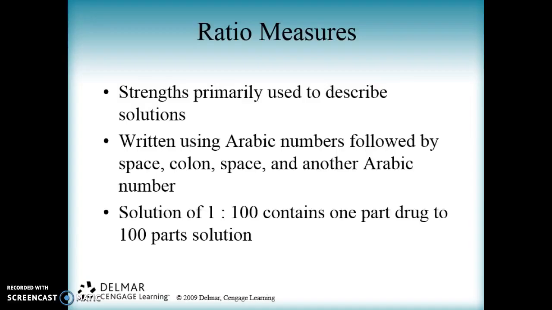Then we also have what's called ratio measures, and ratio measures just tell us how we compare two things. So in this case, they're talking about 1 to 100, which would mean 1 part of drug to 100 parts of solution.